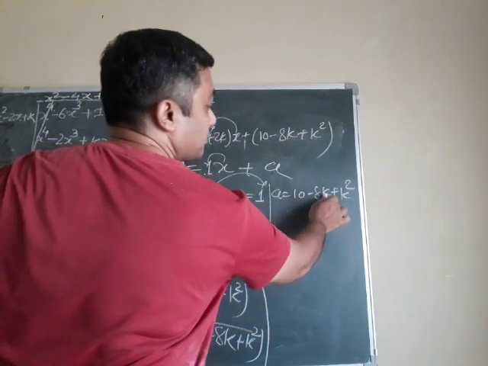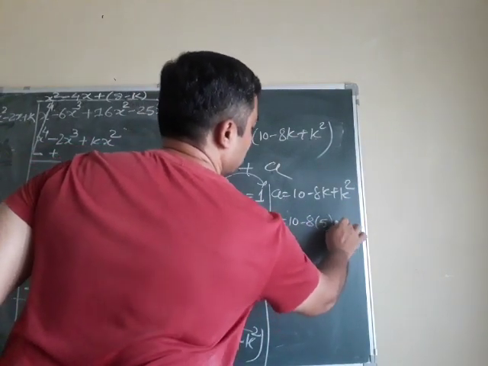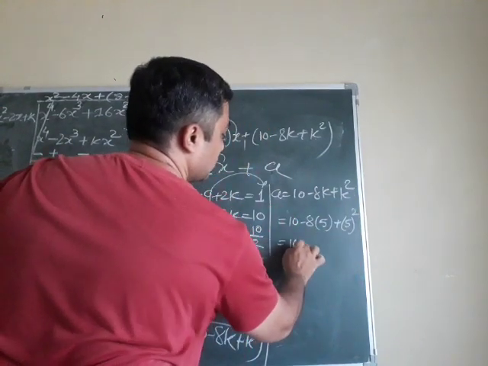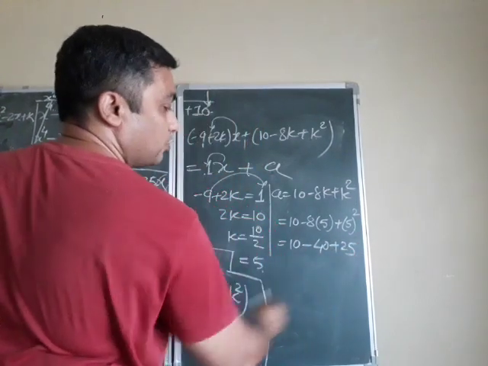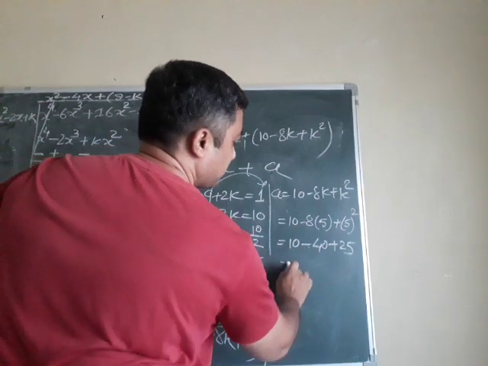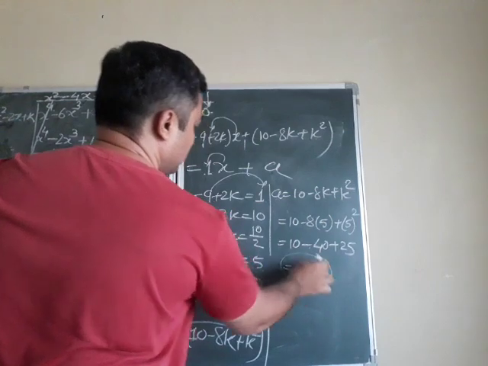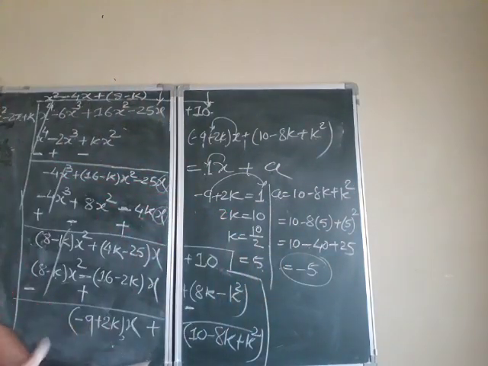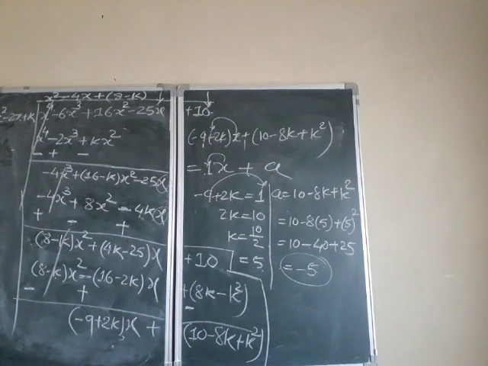Fine. So you are getting the value of k as 5. Now this 5 you can substitute here. So 10 minus 8 into 5 plus 5 square. So it is equal to 10 minus 8 5s are 40 plus 5 square 25. 25 plus 10, 35. 35 minus 40 means minus 5. So your a is minus 5 and your k is equal to 5. Okay? The example is over. Please complete this.